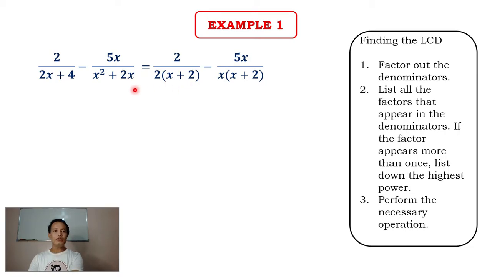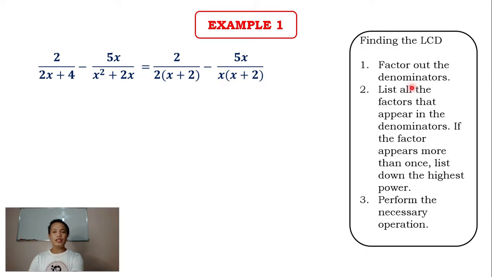Proceeding to the next denominator, we have x squared plus 2x. The same thing happens. We factor out the common monomial factor, which is x. What remains inside the parentheses is x plus 2. Distributing x, x times x gives us x squared, and x times 2 gives us 2x. So these are the factors of this binomial. This is our first denominator, and this is our second denominator.